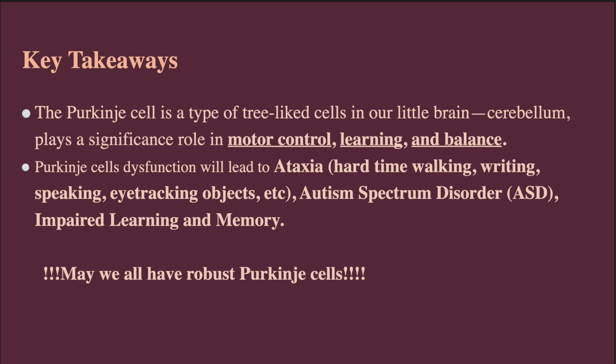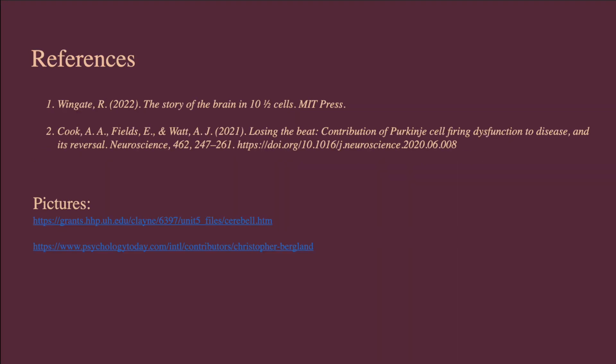First of all, the Purkinje cell is a type of tree-like cell in our little brain, which is the cerebellum. They play a significant role in motor control, learning, and balance. Second, Purkinje cell dysfunction will lead to ataxia, where the patient would have a hard time walking, writing, speaking, eye tracking objects, etc. And also it was shown that they link to autism spectrum disorder. Last but not least, may we all have robust Purkinje cells.